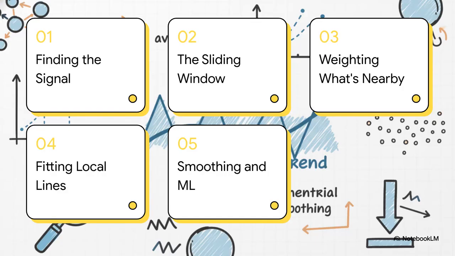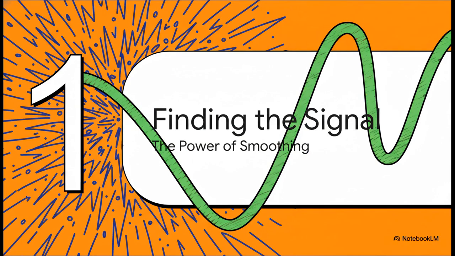So, here's our game plan. First, we'll talk about the basic idea of finding a signal. Then, we'll build our first tool, a simple sliding window, but you'll see pretty quickly that it has some problems. That's going to lead us to a much smarter method, weighting nearby points. From there, we'll get to the real masterstroke, fitting local lines. And then, to wrap it all up, we'll see why all of this is so critical for the world of machine learning.